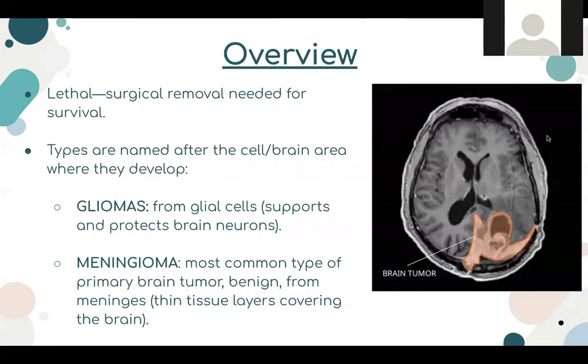It is very scary to be diagnosed with a brain tumor due to its survival rate. Many cancer patients need to get the tumor surgically removed for a chance to even survive. The two types of primary brain tumors are named after the brain area they develop in. For example, gliomas come from glial cells, which support and protect neurons in the brain. Meningioma comes from meninges, which are the thin tissue layers covering the brain. This is a benign tumor, or a tumor that does not spread.